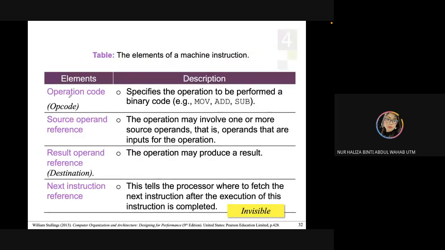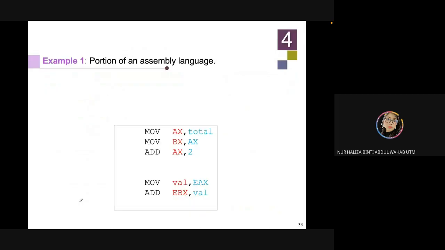You have the operation code, which is opcode. This one will be covered on your test two also, related to the function of move, add, sub. For opcode, there are several things that you need to know. After this we're going to look into the minimum and maximum of opcode, source operand reference, result operand reference, next instruction reference.